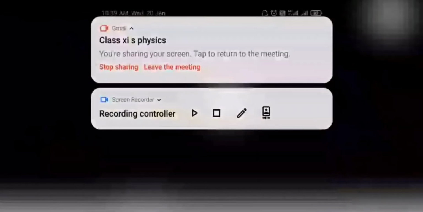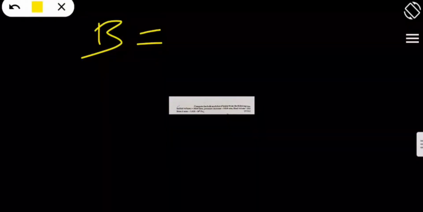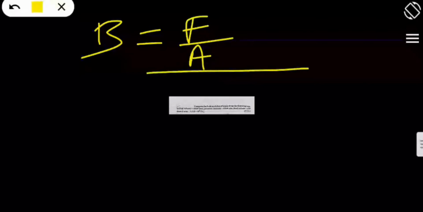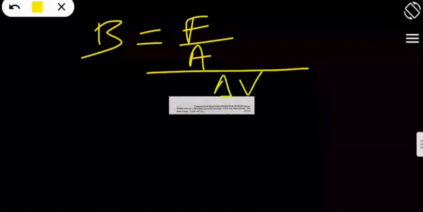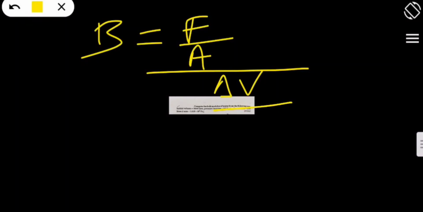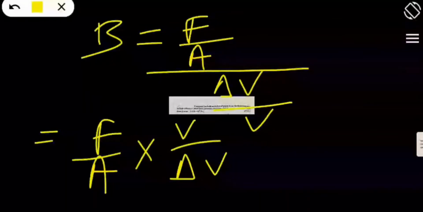Now we will go for the bulk modulus formula, the B formula. Who can say what the B formula is? Stress upon strain, right? Stress is force upon area, divided by the change, delta V upon V, which is the change in volume to that of the original volume. So I can write it as F by A into V by delta V, because V will go to the other side and get multiplied.